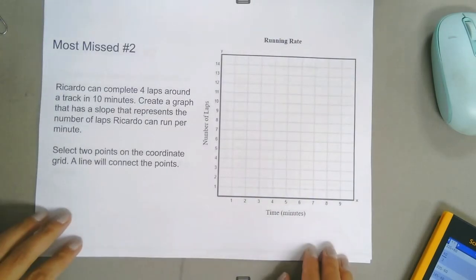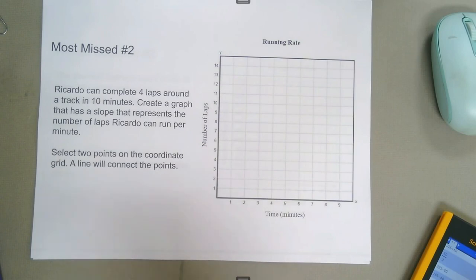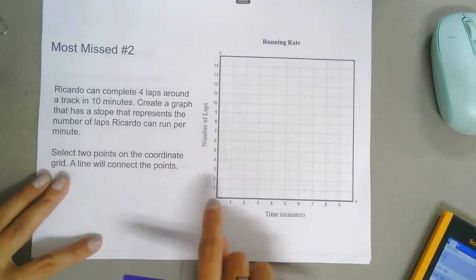All right, most missed number 2. Ricardo can complete 4 laps around a track in 10 minutes. Create a graph that has a slope that represents the number of laps Ricardo can run per minute. Select 2 points on the coordinate grid that will connect the point. A line will connect the points.